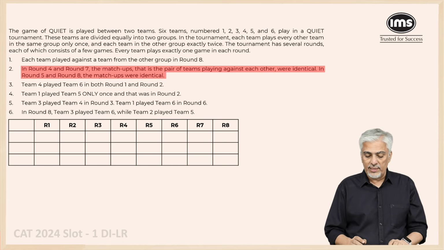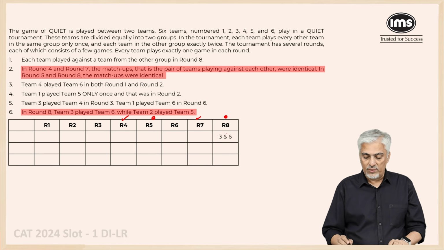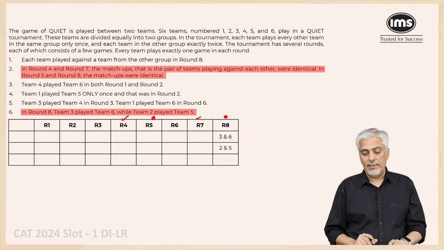So, round 4 and round 7, and round 5 and round 8 are identical. Round 4 and 7 are identical and 5 is supposed to be identical with 8. So, just marking that up. In round 8, team 3 played 6. So, in round 8, 3 played 6 while 2 played 5. So, 2 played 5. Automatically 1 has to play 4, because that's the only team left. 1 has to play 4 and that becomes round 5.